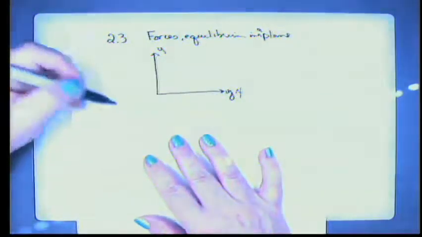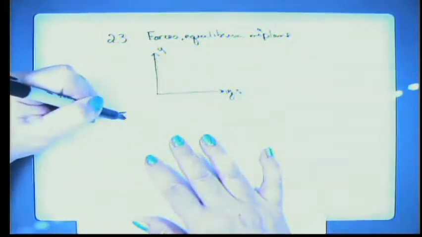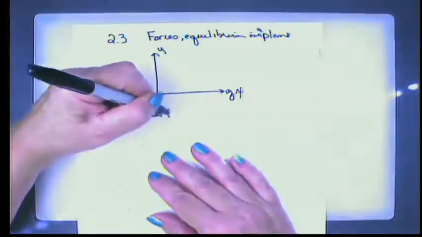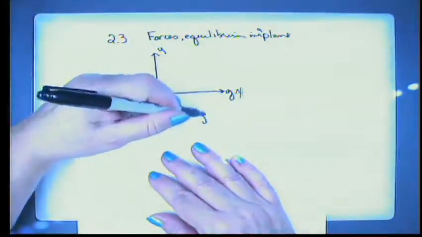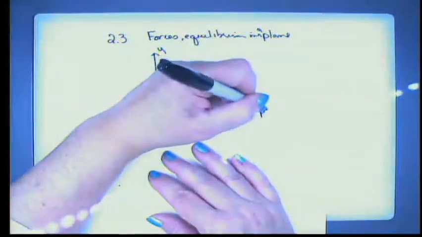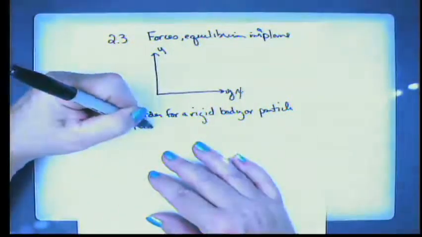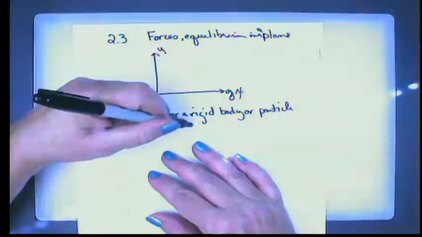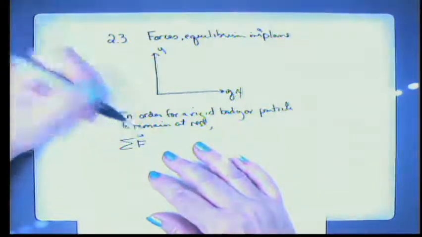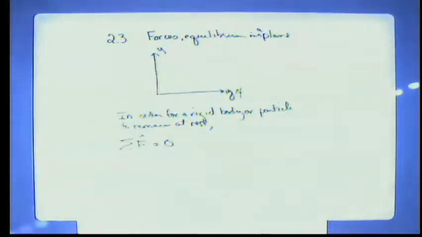All right, so some of the things that we know are that in order for a particle, or a rigid body, to remain at rest, the sum of all the force vectors acting on it has to equal 0.